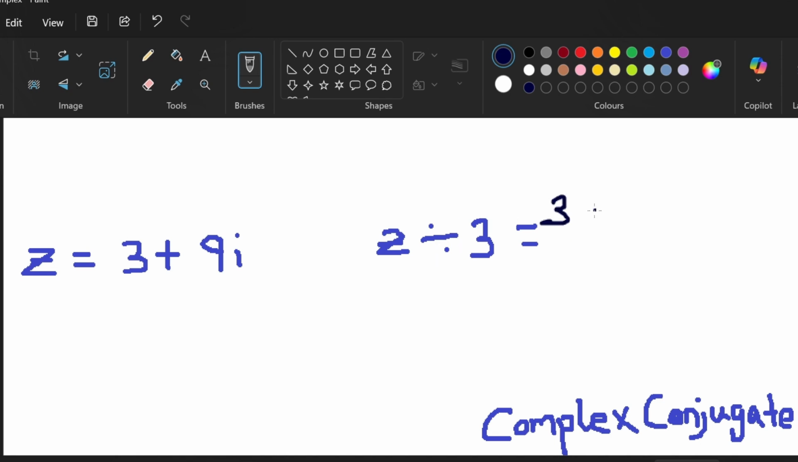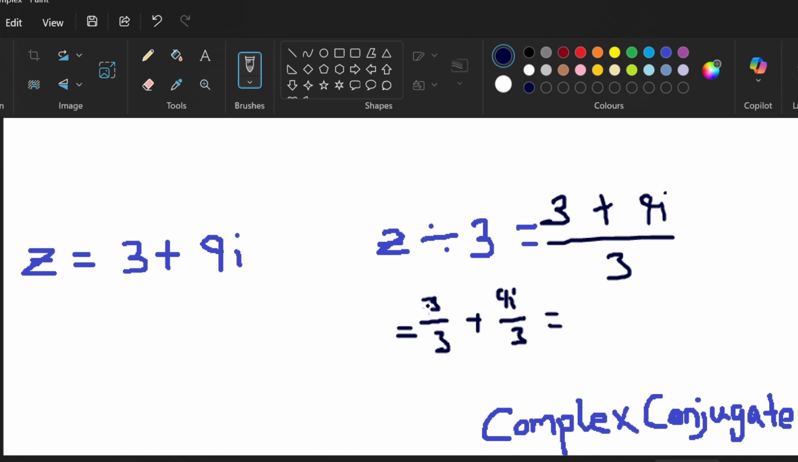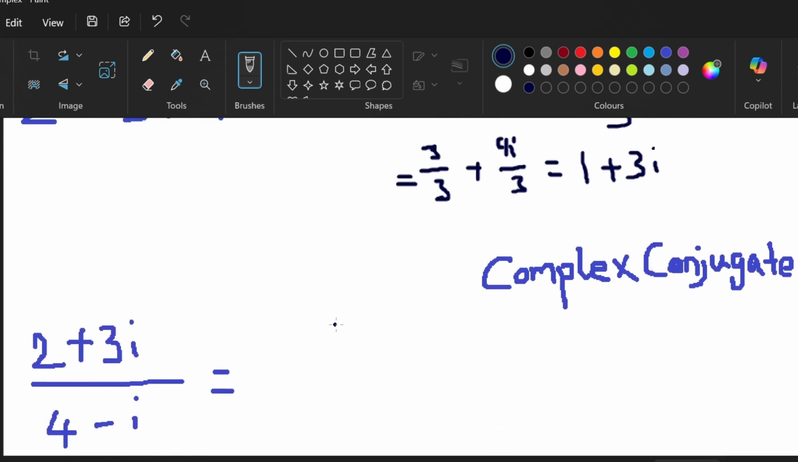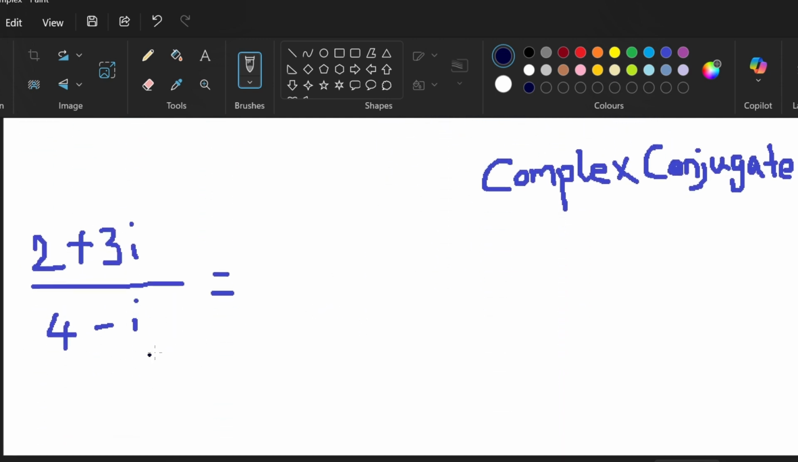And here, if I just write this out like this, 3 plus 9i is my complex number in this case, divided by 3. This is the same thing as these real parts divided by this number on bottom, plus this coefficient of the imaginary part divided by this number on bottom. So I get 3 over 3 plus 9i over 3, which simplifies to 3 over 3 is 1, plus 9 over 3 is 3i.